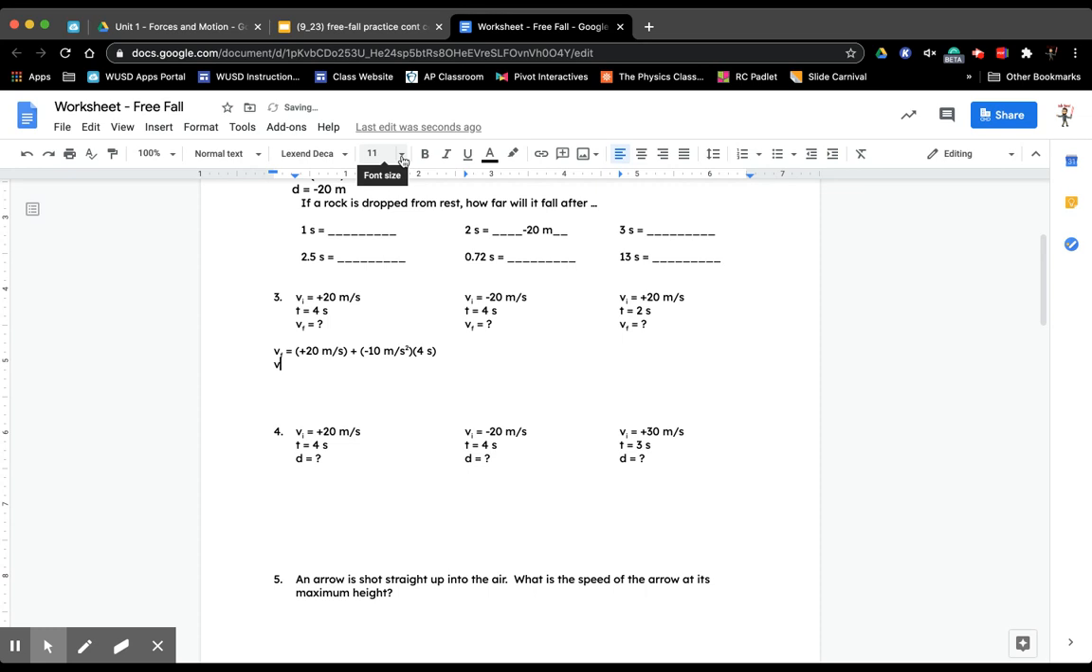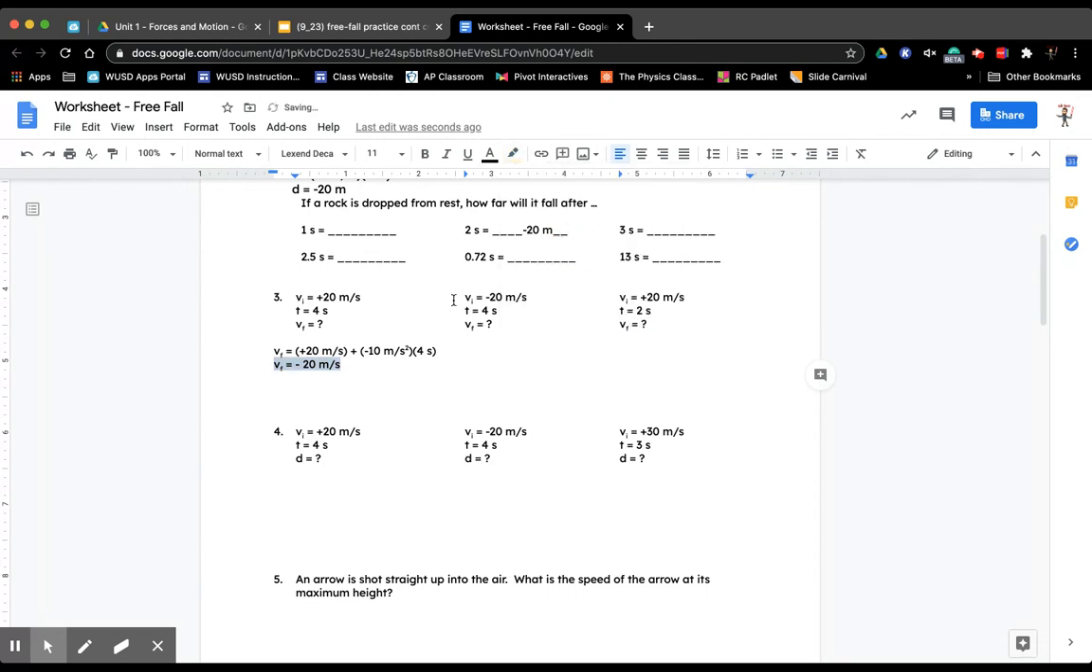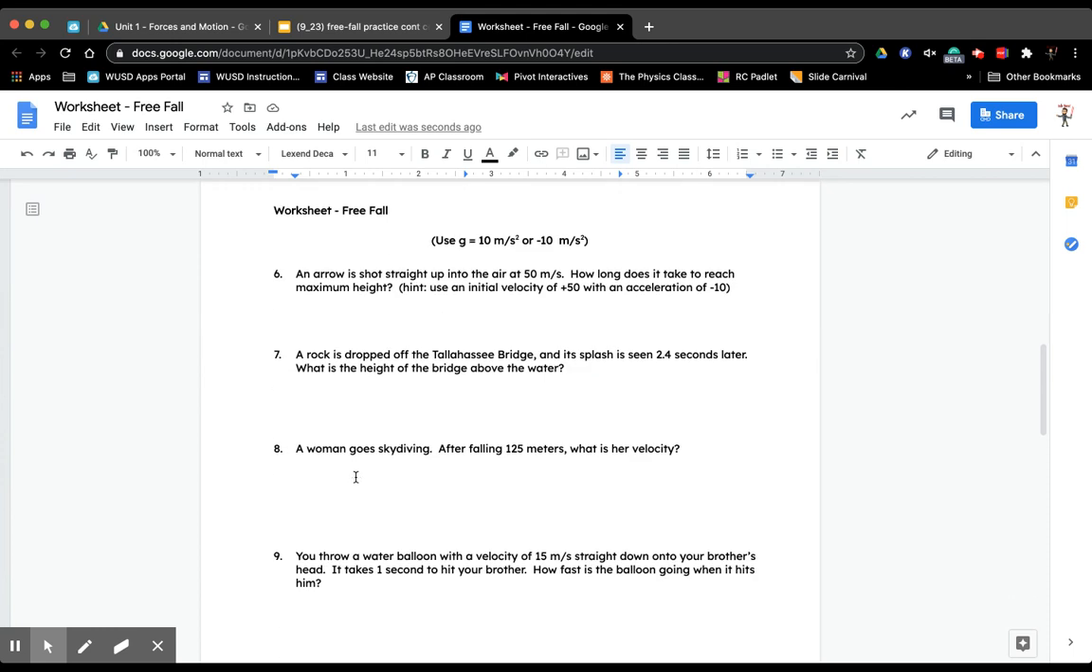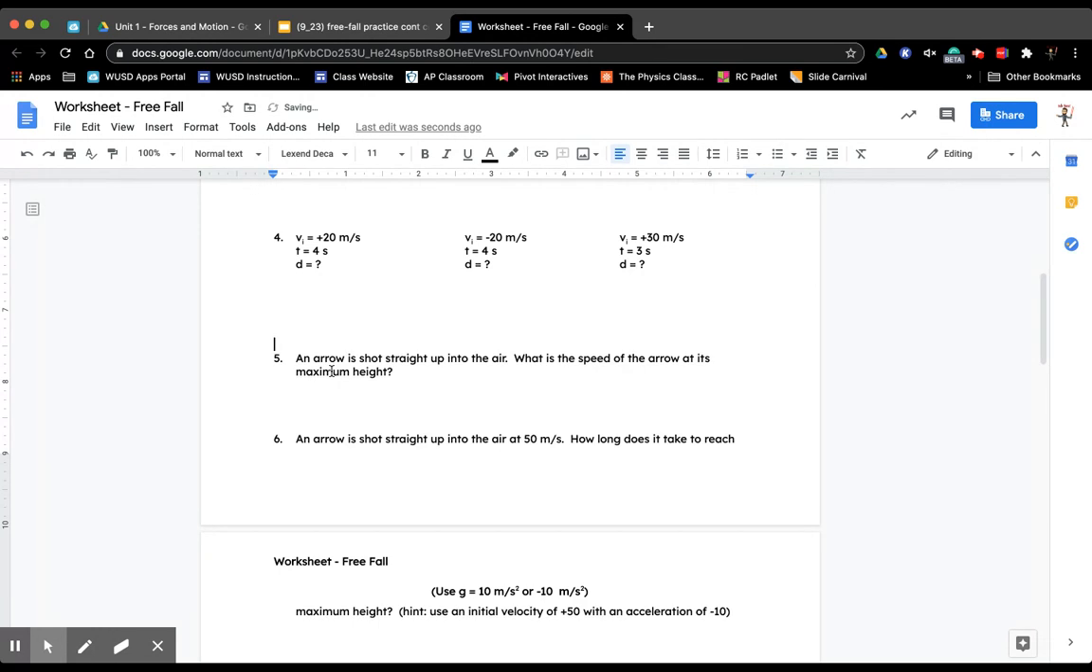So V final is equal to, let's see, negative 10 times 4 is going to equal negative 40. Negative 40 plus 20 is going to equal negative 20 meters per second. And you can maybe highlight your answers to demonstrate that you did it. So I'm going to go ahead and do that. Okay. Same thing for number 4. And honestly, let's do number 5. Last example, and I think you guys should be good to work by yourself.